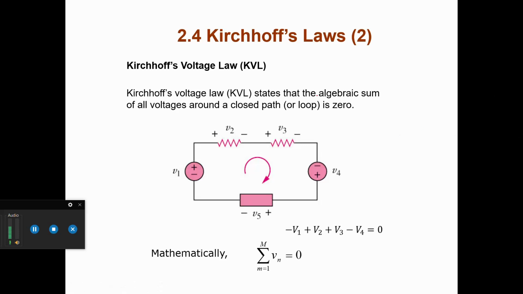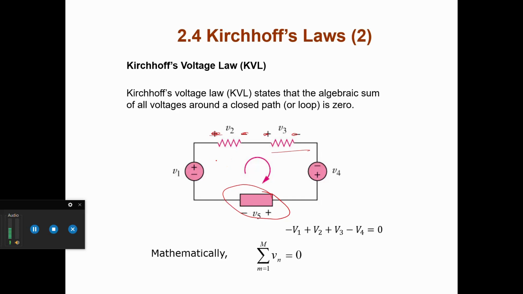Kirchhoff's voltage law says that the algebraic sum of all the voltages around a closed path is equal to zero. So if I apply a voltage here, you can see minus V1 plus V2 plus V3 minus V4 plus, if there is a V5, you can write it here, and this will be zero. The point to note here is that these different elements are resistors. Resistors usually won't have polarity, which is used only for reference. When you are writing a KVL equation, you do not need to focus on the polarity values given on the resistance. These polarities are basically shown for a reference perspective that will be discussed later.